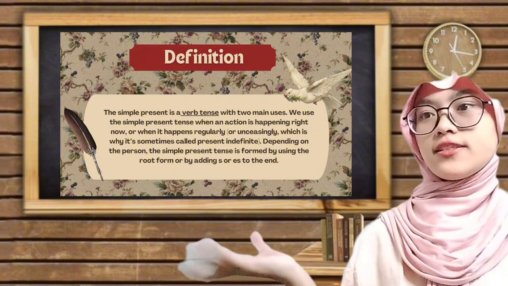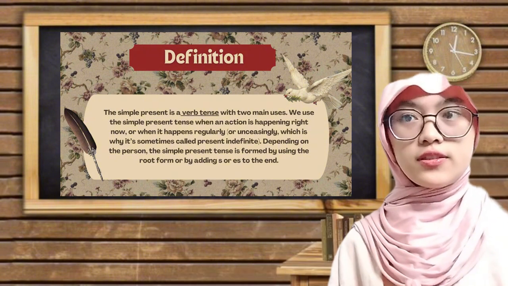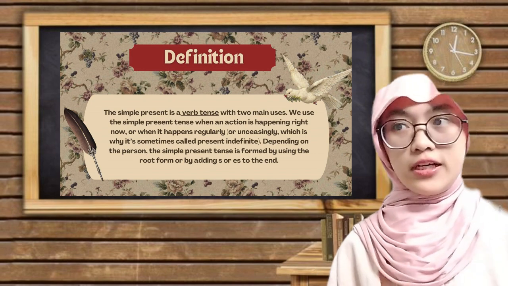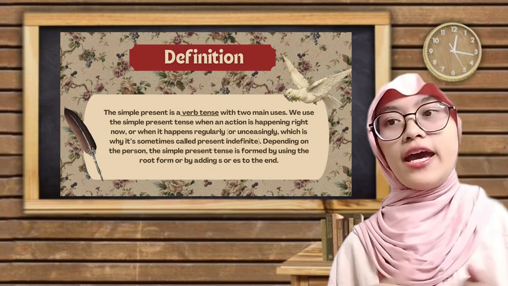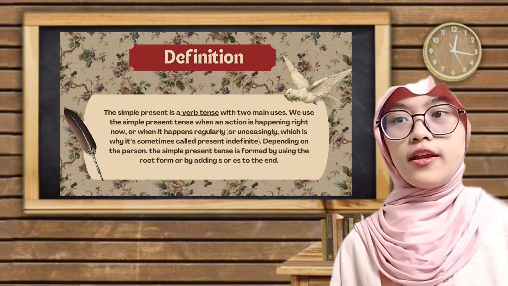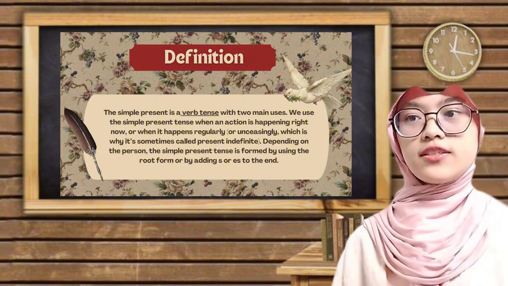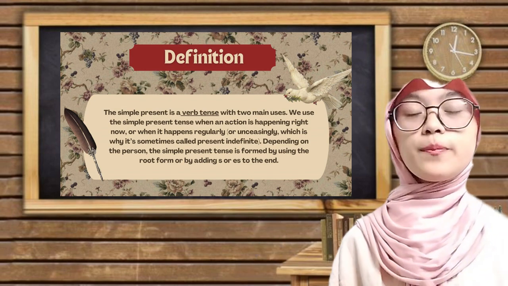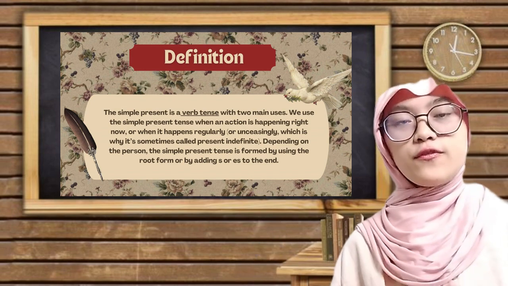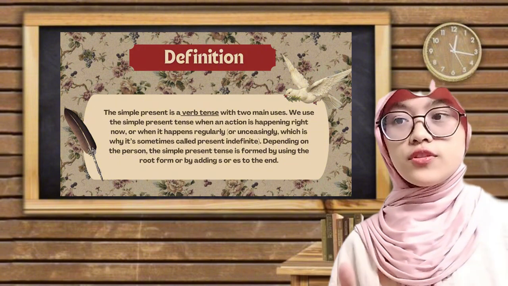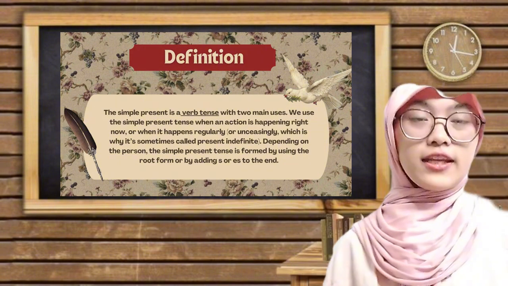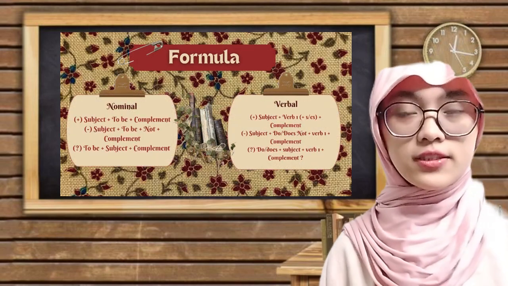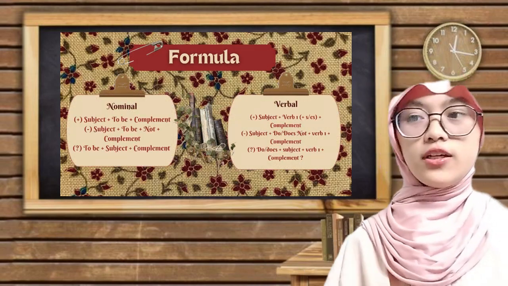The simple present tense is a verb tense with two main uses. We use the simple present tense when an action is happening right now, or when it happens regularly or occasionally, which is why it's sometimes called present indefinite. Depending on the person, the simple present tense is formed by using the root form or by adding s or es to the end. And for the next, I will give you some formulas.